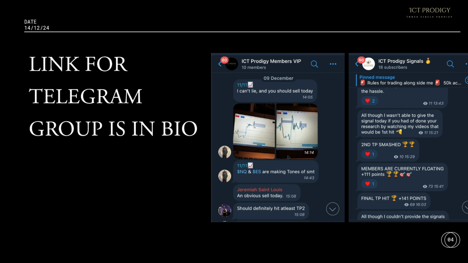You can see the guys in the group actually caught this trade on Monday, which we're going to break down in the later slides. You can see an obvious sell today, making tons of SMTs, you should sell today. So it's clear they understand the method pretty well. If you're struggling with understanding the concept, maybe it's a good idea to get in here so that you can talk to these guys and get learning.